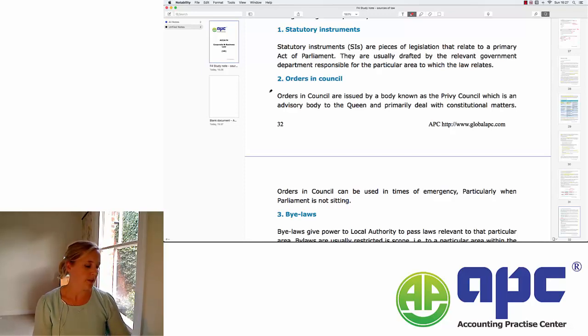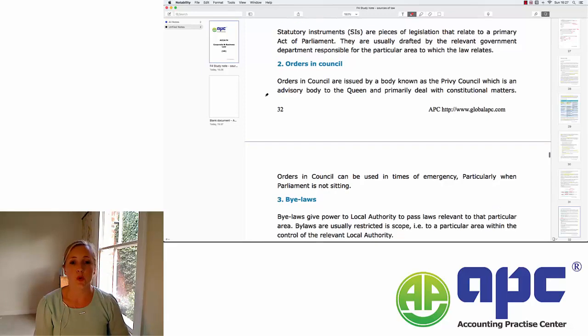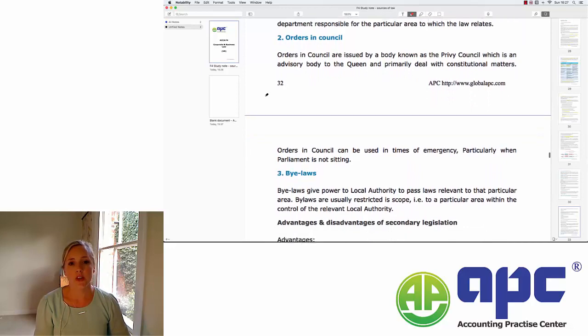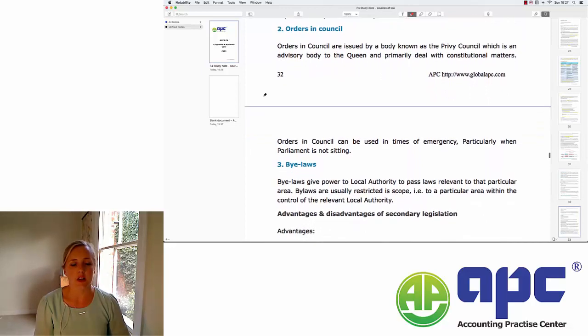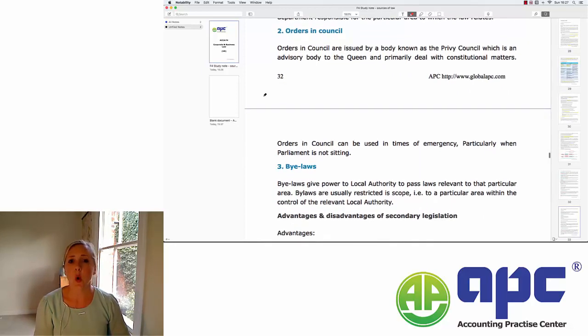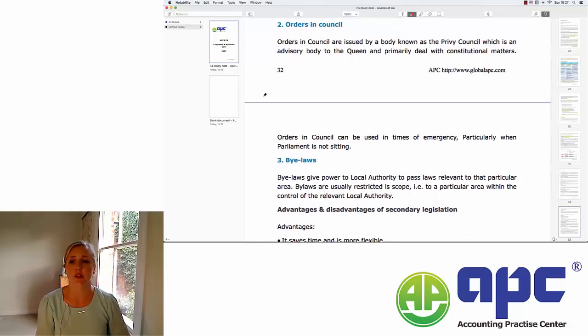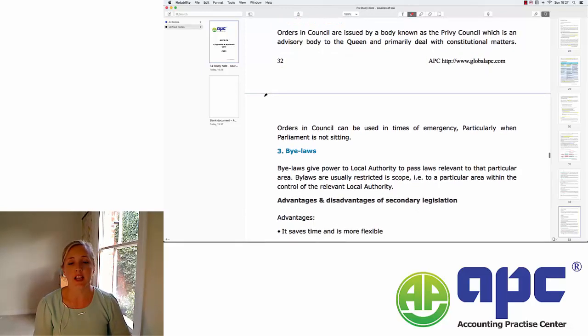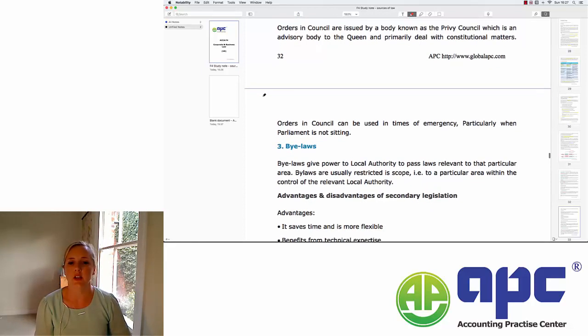The second piece of delegated legislation is known as Orders in Council. Orders in Council are the domain of a court, actually known as the Privy Council. The Privy Council basically advises the monarch, so currently the Queen, and looks at a lot of the constitutional law matters in the United Kingdom.